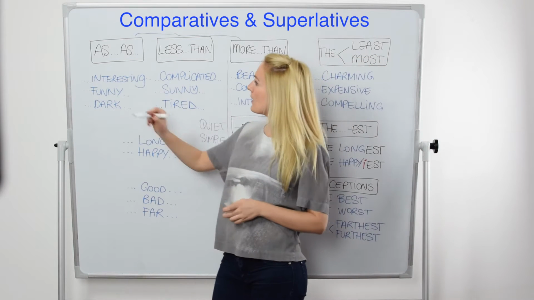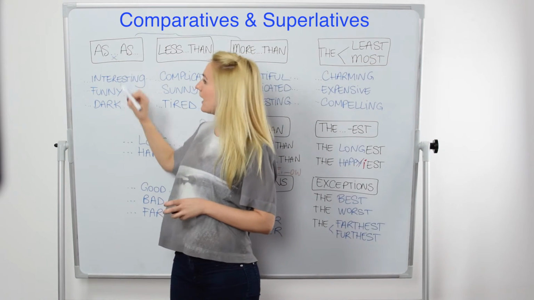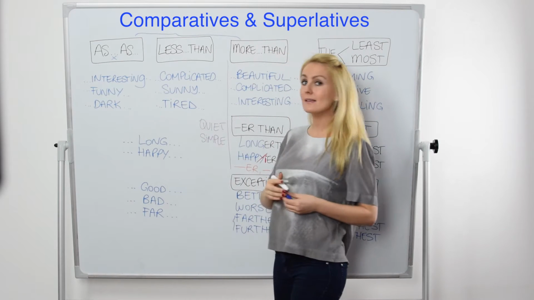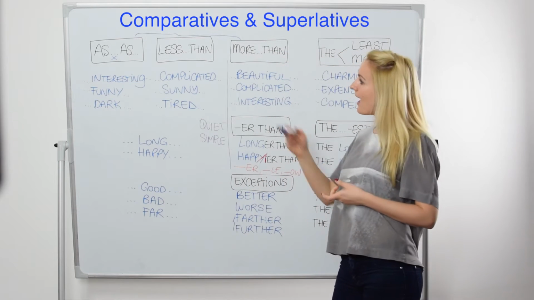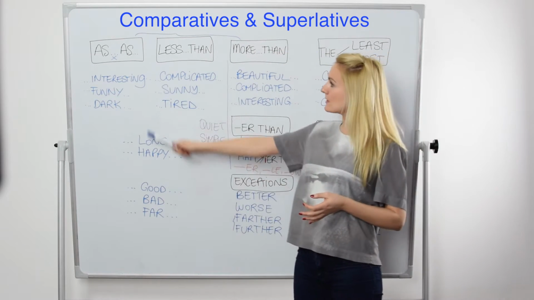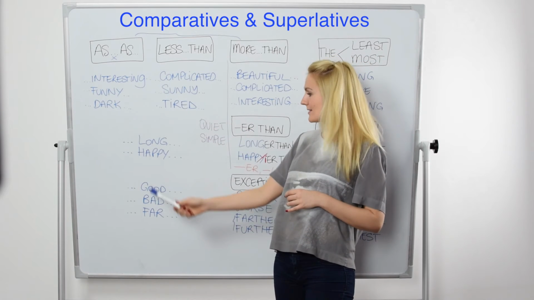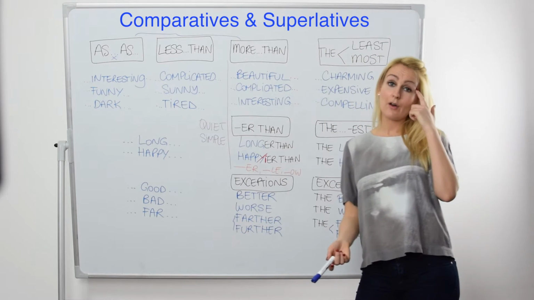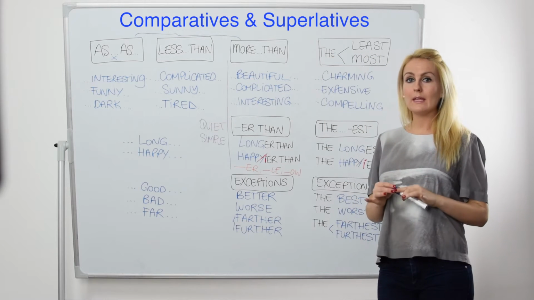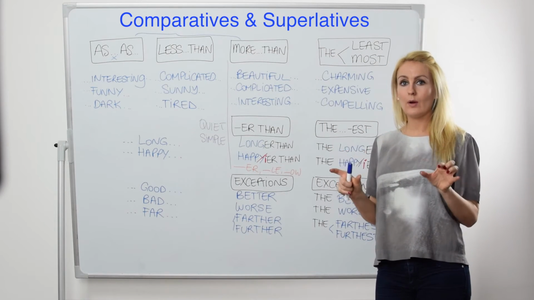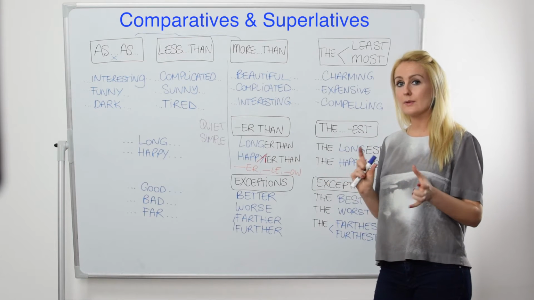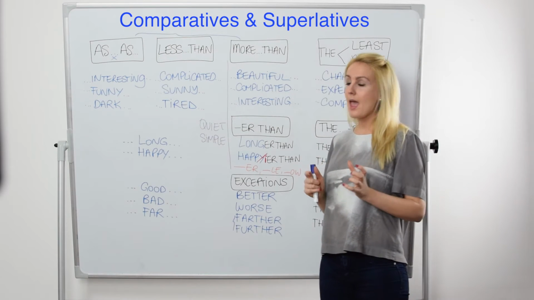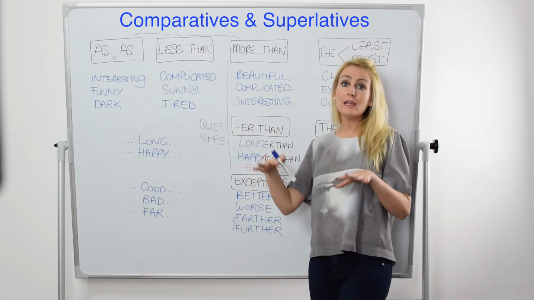As... as, when I place my adjective here: as interesting as, as funny as, as dark as, as long as, as happy as, as good as, as bad as, and as far as. Now those are what we call the comparatives of equality. So we're trying to compare two elements, and they are similar, they are equal in this case.